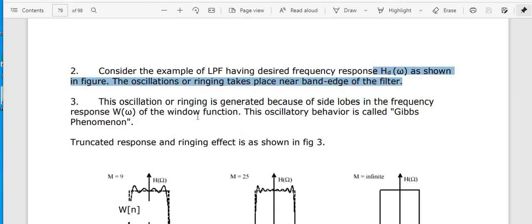If you want to see this oscillation or ringing, it is generated because of the side lobes in the frequency response W of omega of the windowing function. This is called the Gibbs phenomenon. They will ask you for sure in 2 marks: explain the Gibbs phenomenon. You have to draw these graphs and explain these points. Clear? Note down these points whenever they ask you to define the Gibbs phenomenon.